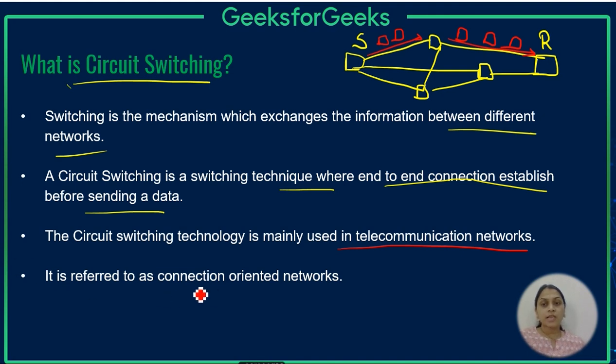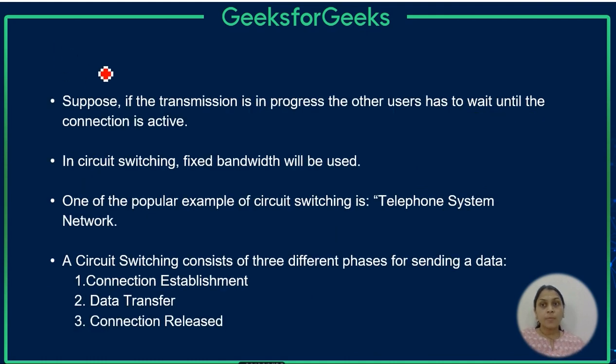It is referred to as a connection oriented network. We generally call circuit switching connection oriented, meaning a connection has to be established before sending the data. Suppose the transmission is in progress. The other users have to wait until the connection is active. In circuit switching, a fixed bandwidth is used. The bandwidth will not be changed dynamically. It is a fixed bandwidth.